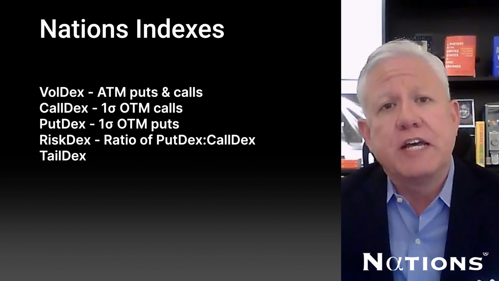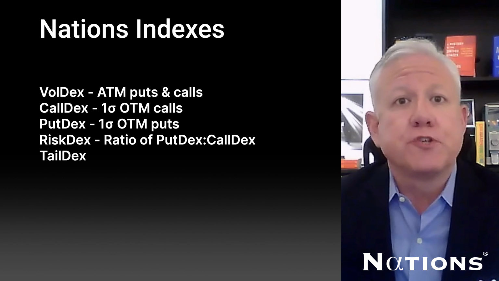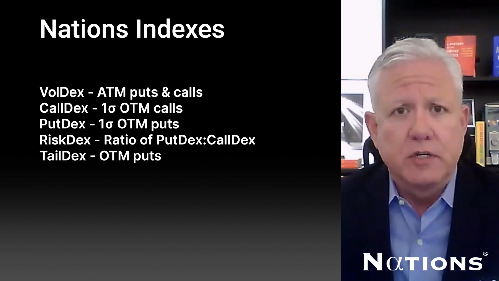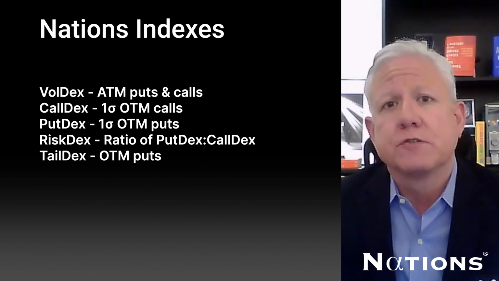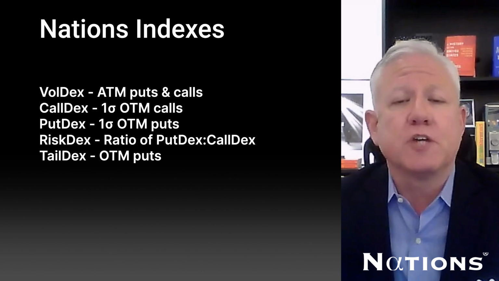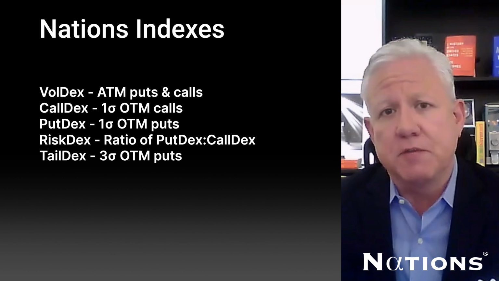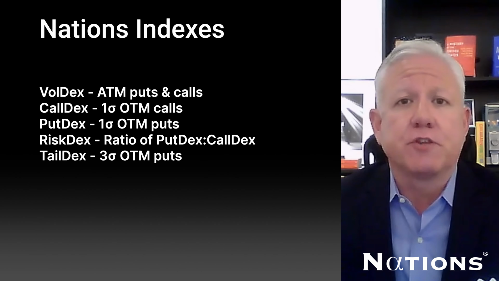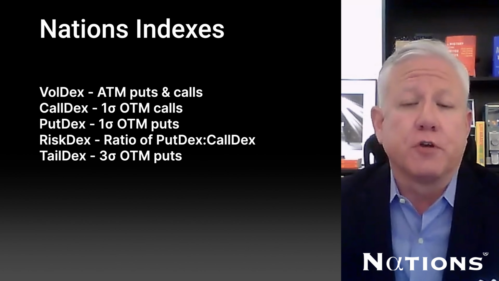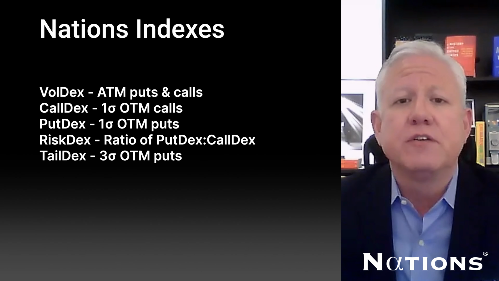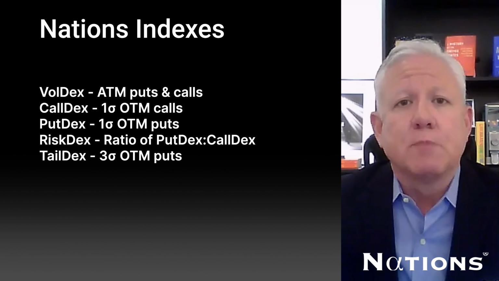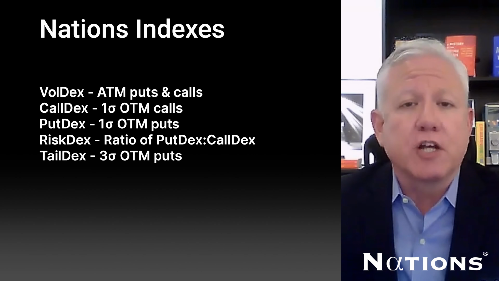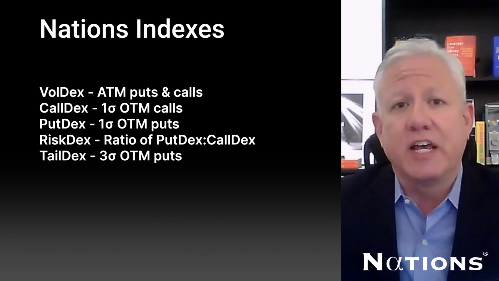Our fifth and final index is TailDex. TailDex measures the cost of deep out-of-the-money puts, the sort of puts that you might use to protect against a severe downdraft in prices. Now, TailDex measures the normalized price of a 3 standard deviation out-of-the-money put. That 3 standard deviation threshold is often considered the threshold for a tail event, hence TailDex. Since TailDex measures the cost of these options, it provides significant information about the market's perceptions of the likelihood of a tail event. Isn't that information you'd like to have?